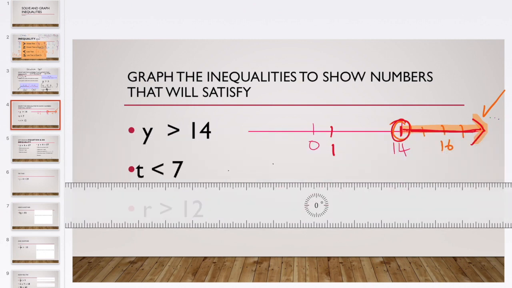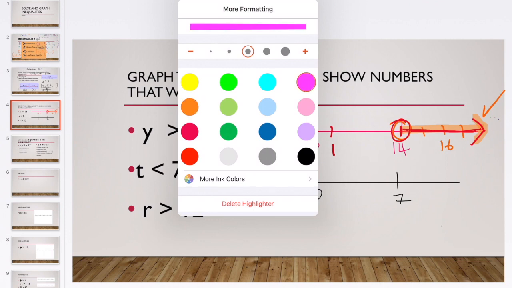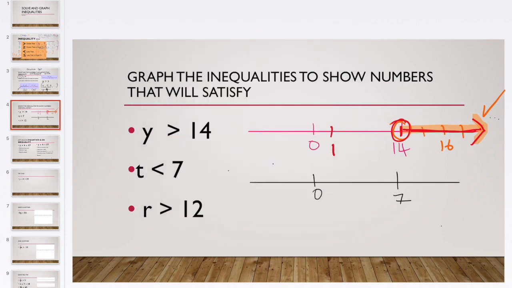I have this: t is less than 7. So I have a 0, I have a 7. Which way should I highlight my numbers? If you said this way, then you are right. So what number solutions would be making this statement true? 6, 5, 4, and so forth. So if I chose 3 and I say 3 is less than 7, that is true.